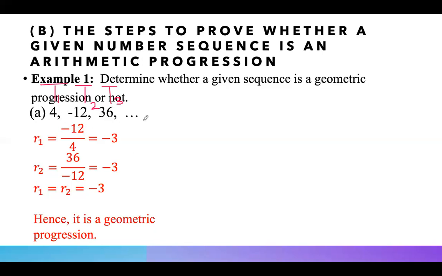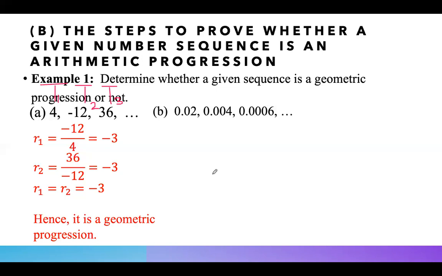All right, so this is a geometric progression. This is how you prove a sequence is a geometric progression. So find at least two, R1 and R2. If they give a fourth term here, then you have to find R1, R2, R3. And if R1, R2, R3 have the same constant, then we say that the sequence is a geometric progression.